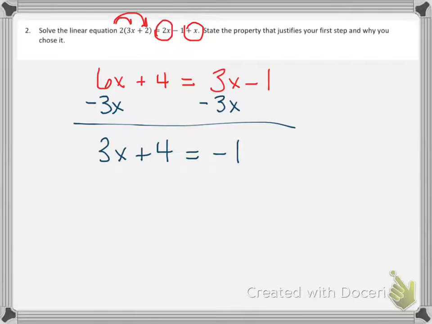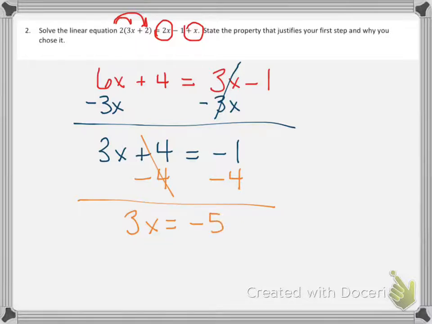And now I've gotten rid of that x on the right side, so I can isolate the variable and come up with our answer. All right. Next, I'm going to undo the addition first. So I'm going to subtract 4 from both sides. That's going to eliminate the positive 4. I get 3x equals a negative 5.